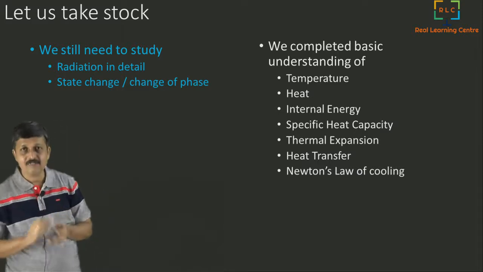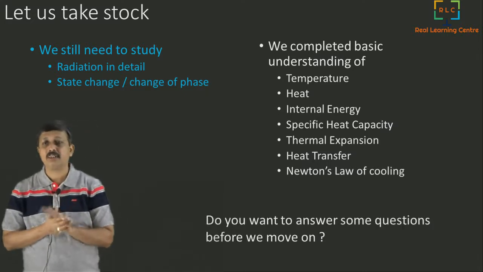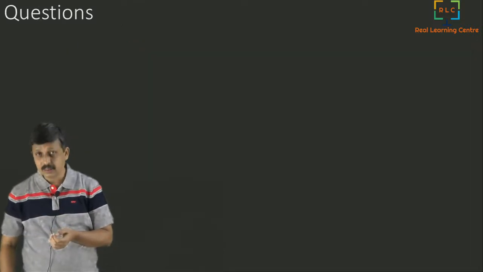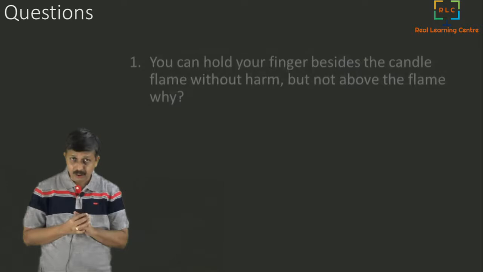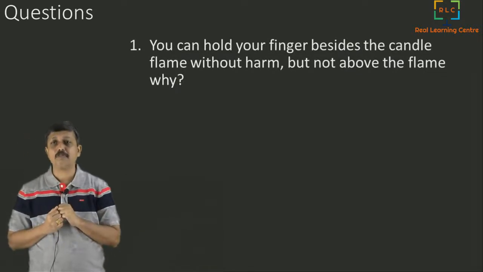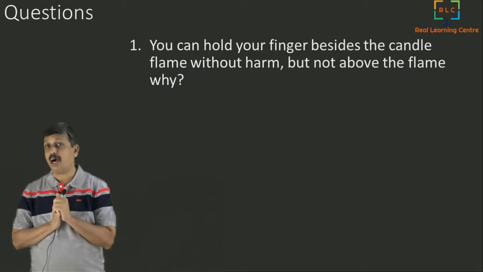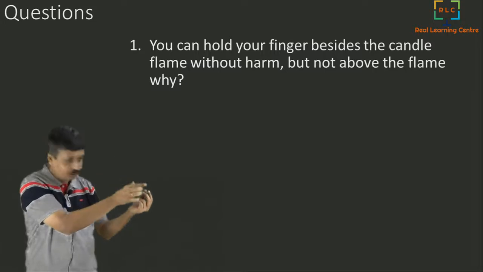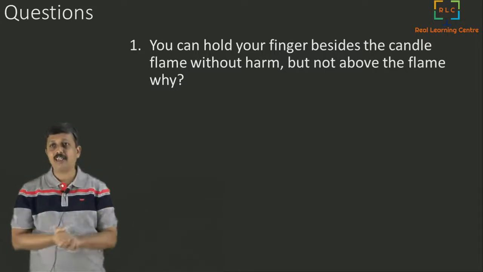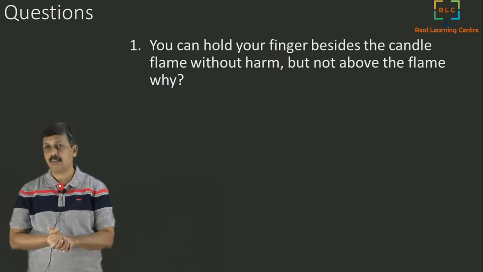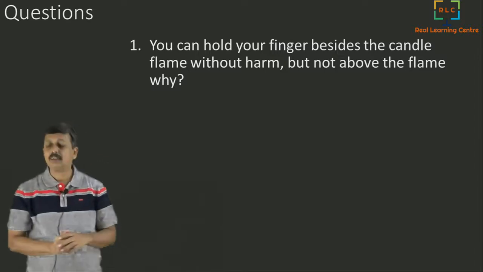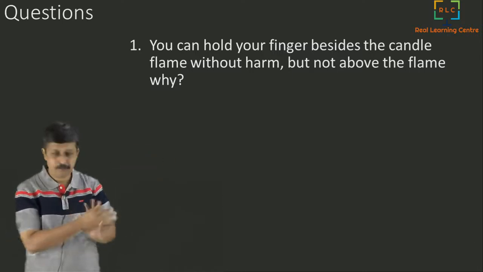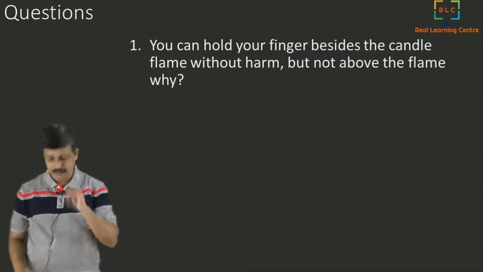So now before moving forward, I'll finish like every other video with some questions. Okay. So the first question is, suppose you can hold your finger beside the candle flame without harm, but not above the flame. You take the candle and hold your hand by the side of it. Nothing happens. You can even touch the flame like this. Nothing happens. Try it out in front of the parents. Okay, don't do it on your own. So try it out. If you keep your hand on the top, it burns, but by the side it doesn't. So why so? Think about it.